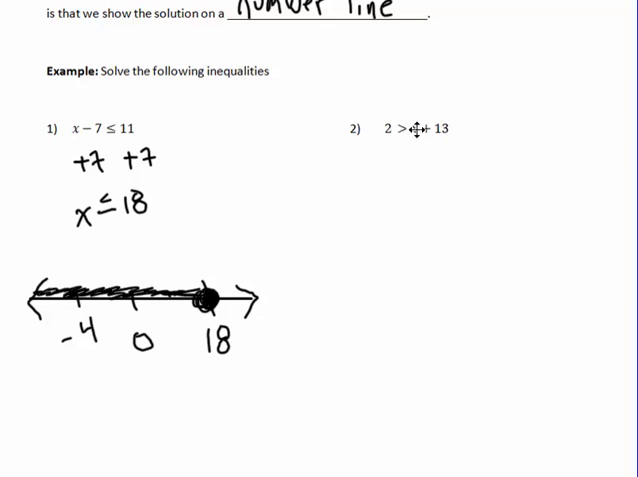All right, so over here we have 2 is greater than x plus 13. So here's my x value, and I have my variable on the right hand side. Since it's plus 13, then I need to subtract 13 from both sides. So I'm going to subtract 13. 2 minus 13 is negative 11. And here's x. So this says that negative 11 is greater than x.